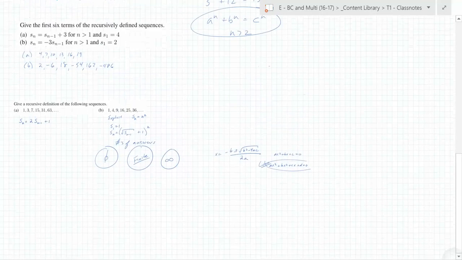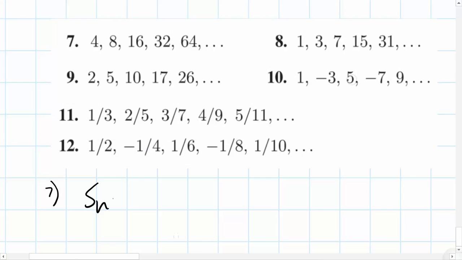Okay. So let's warm up a little bit more, shall we? Let's warm up a little bit more. Let me pause this. Sn is 2 to the n plus 1.